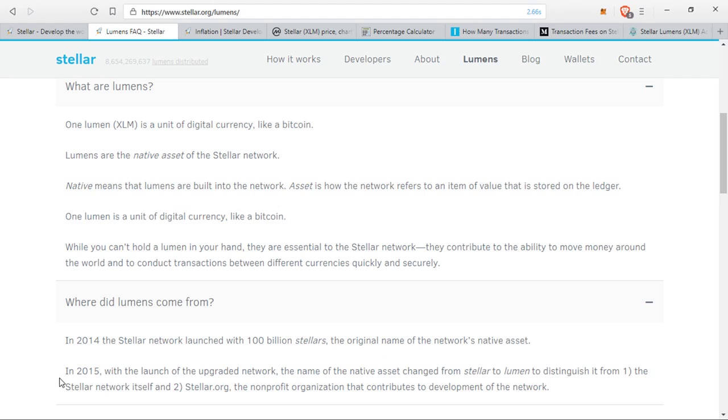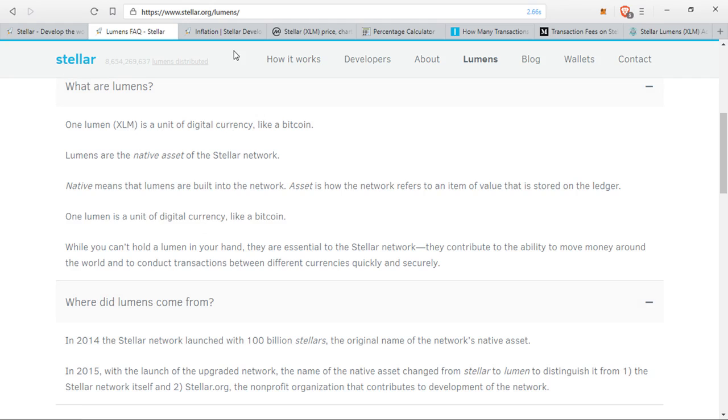In 2015, with the launch of the upgraded network, the name of the native asset changed from Stellar to Lumen to distinguish it from the Stellar network itself, and also to distinguish it from Stellar.org, the nonprofit organization that contributes to the development of the network, and here they are up here.